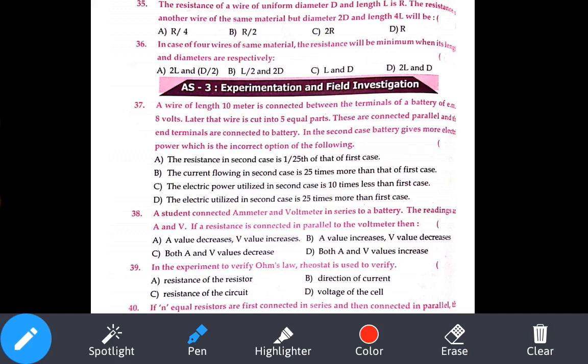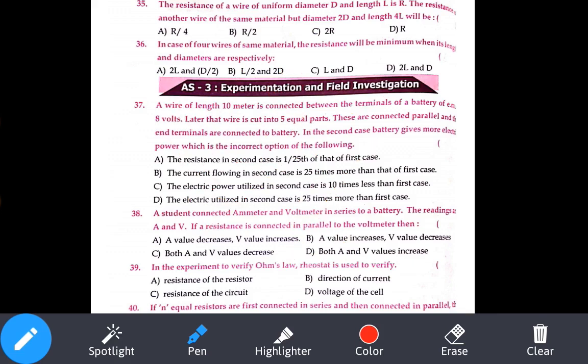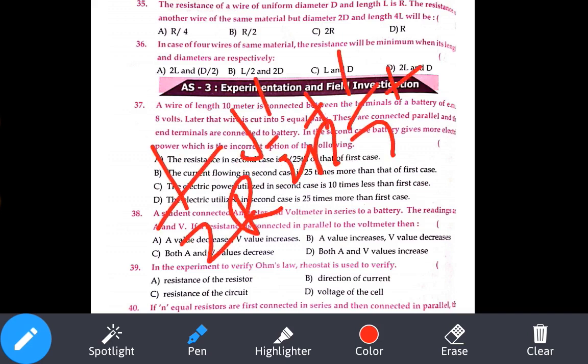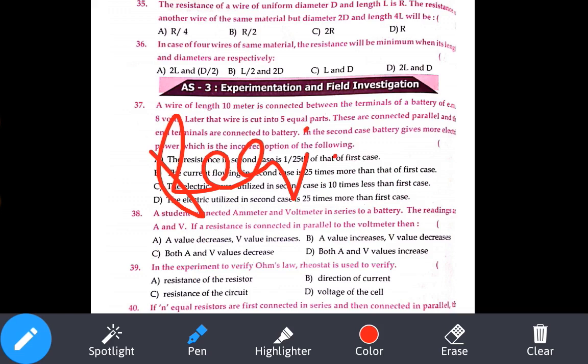A wire of length 10 meters is connected between the terminals of a battery of EMF 8 volts. Later the wire is cut into 5 parts. They have not given the resistance, so I will take it as 10 ohm for 10 meters. For 5 parts, each part's resistance is 2 ohms. It is connected in parallel, so 1 by 2 ohm plus 1 by 2 ohm, five times, gives 5 by 2 ohm. It is our 1 by R equivalent. So the R equivalent value will be 2R by 5.